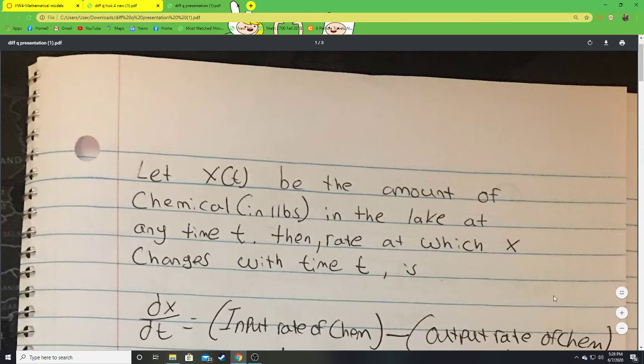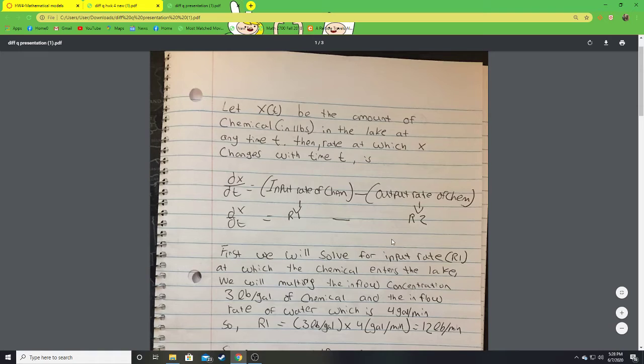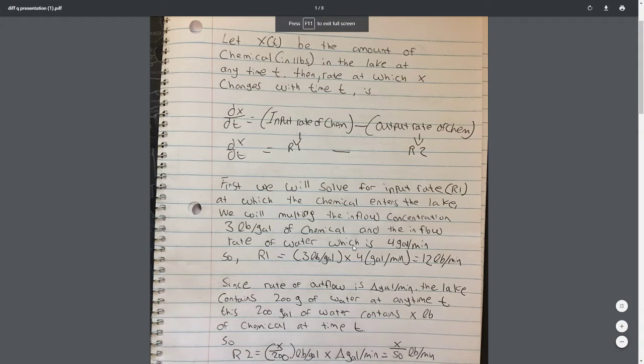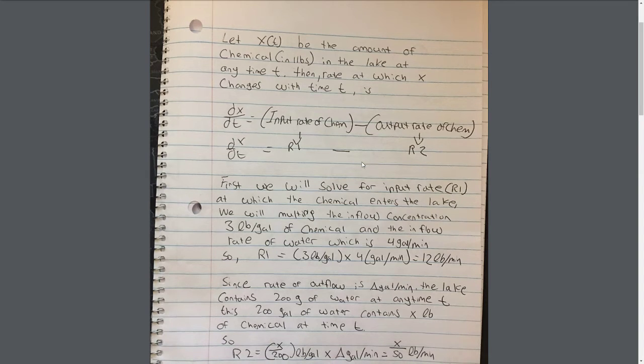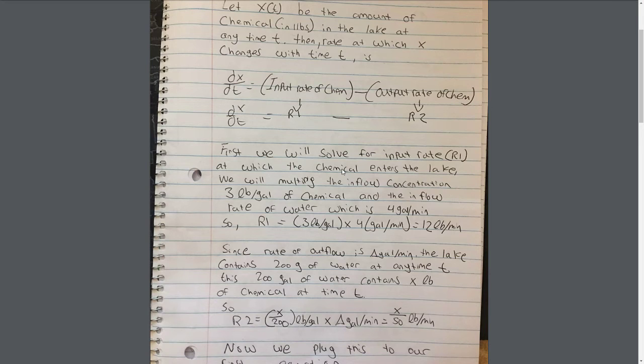Going on to how I solved it: I said that x would be the chemical and t is time, so it's chemical over time. We have to find the derivative of that, and set it equal to the input of water and chemical coming in minus the output of water and chemical going out. The first step is to solve for input. You multiply the chemical coming in by the water coming in, so we get 12 pounds per minute.